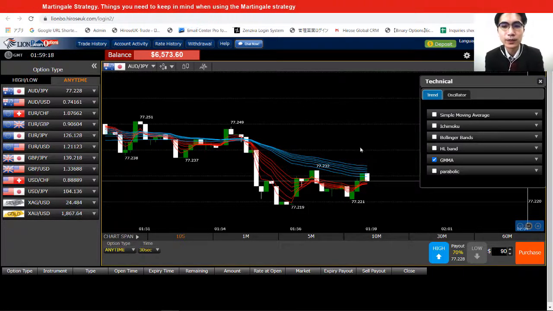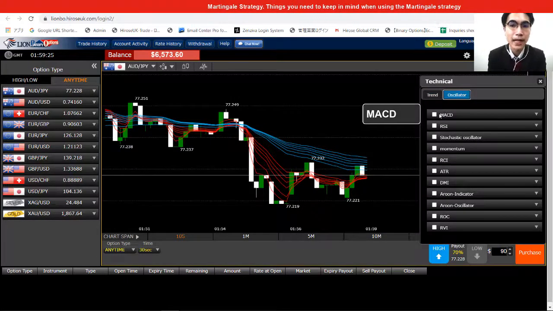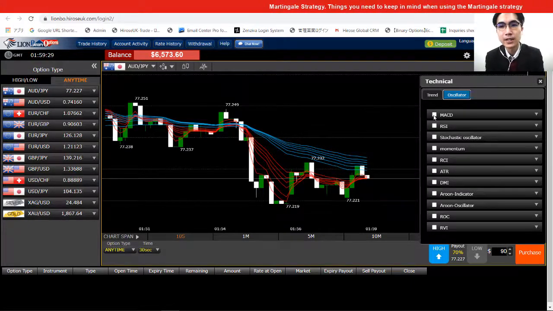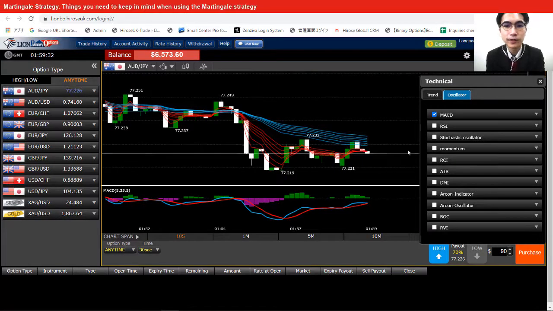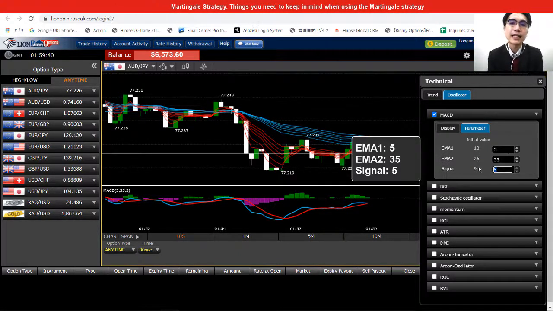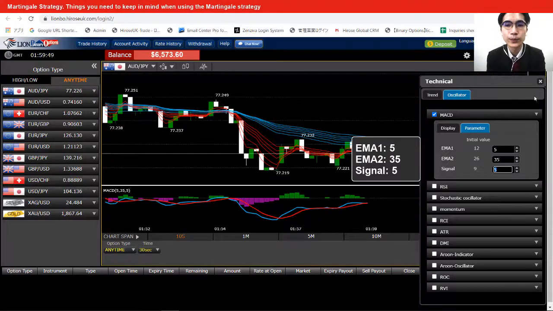So next we will go to the oscillator. Yep, go to oscillator, and then we'll select the MACD. So put a tick on MACD, and then we'll open the drop down for MACD. So now the parameters we are using are 5, 35, and 5. So again, EMA 1 is 5, EMA 2 is 35, and signal is 5. So now we are all set, and then we can close this window.